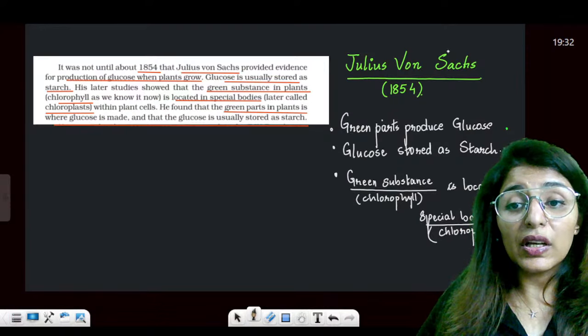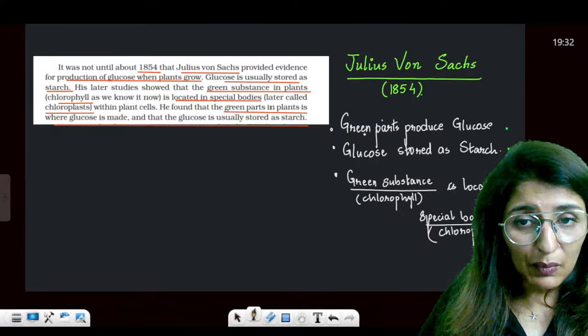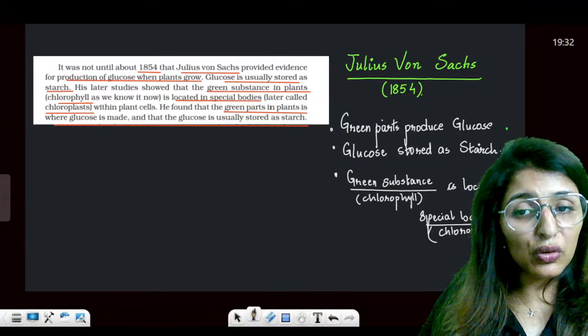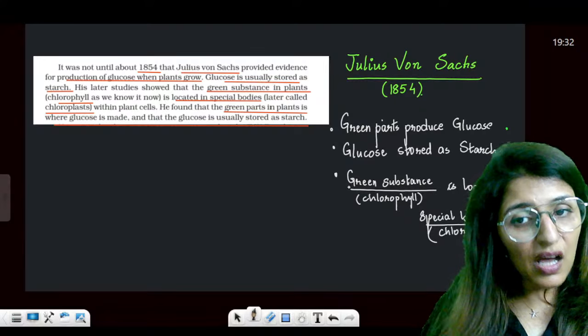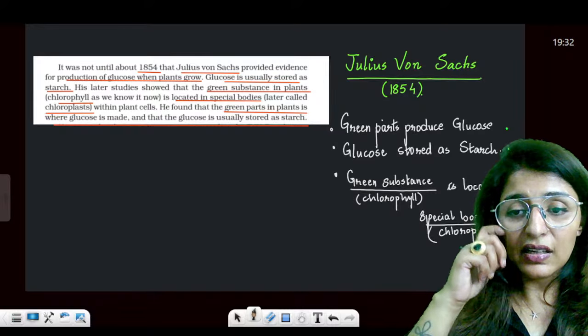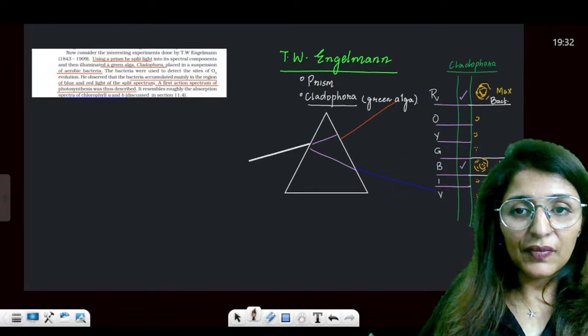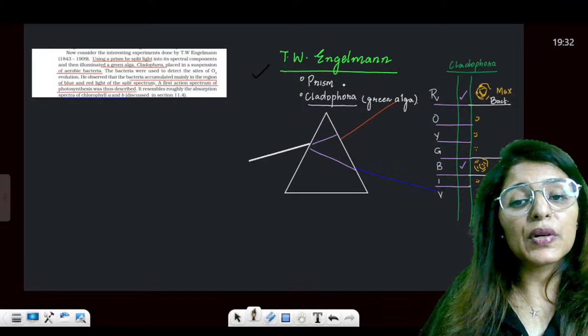Then we have Julian von Sachs. He proved three things. Number one, that green parts produce glucose. Glucose is stored as starch, and then green substance is located in chlorophyll. Are these clear? And Engelmann, he did this prism experiment.